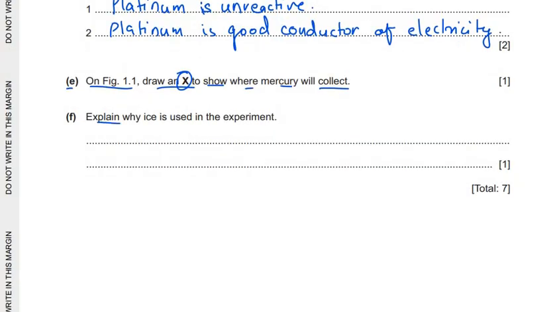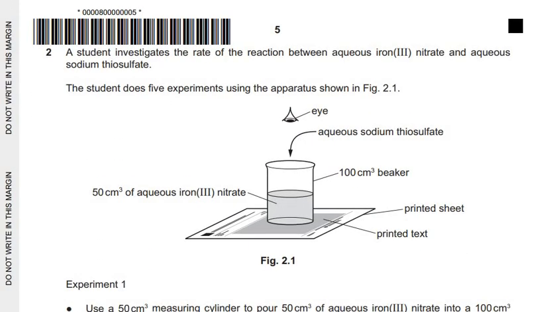And explain why ice is used in the experiment. Now we know that bromine at a higher temperature is a gas. It will be passing through the collecting tube. So to condense bromine to liquid bromine, that's why we use the ice, to condense it and to collect it as liquid bromine. So we are using ice to minimize the temperature.